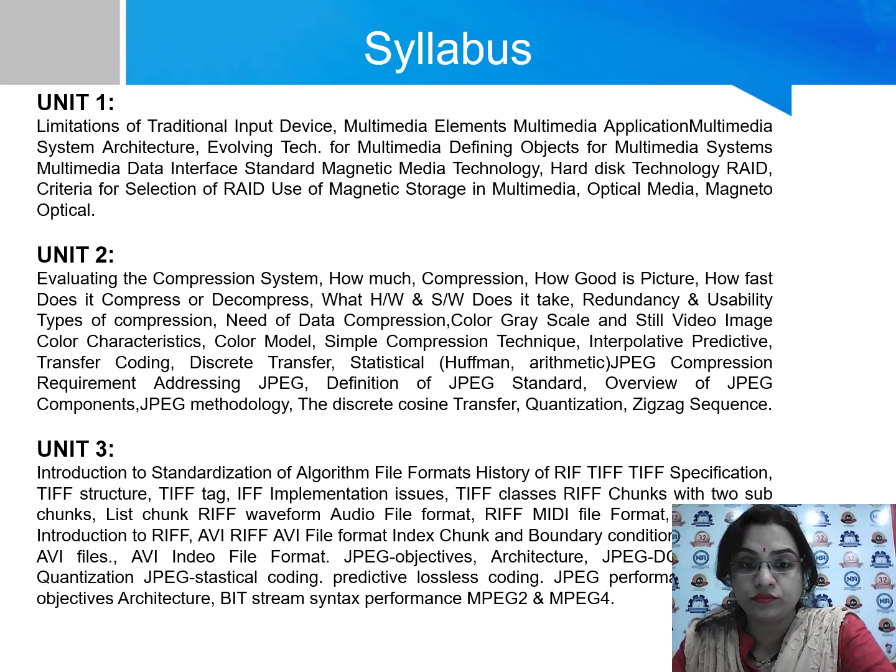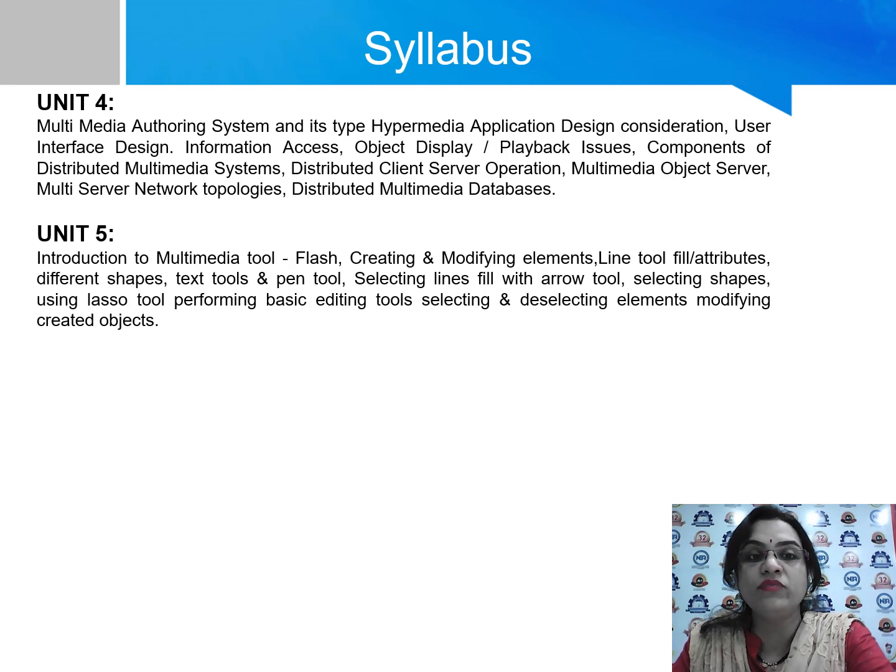The third unit basically includes different file formats, or you can say the algorithms for making those file formats, which includes TIFF, AVI, RIFF. Also, the objective of these different file formats and the difference between the file formats. Unit number 4 includes multimedia authoring system, then hypermedia application design, then information access, what are the playback issues, what are the components of distributed multimedia system, what is multimedia object server, what is meant by multimedia server network topologies and distributed multimedia database.